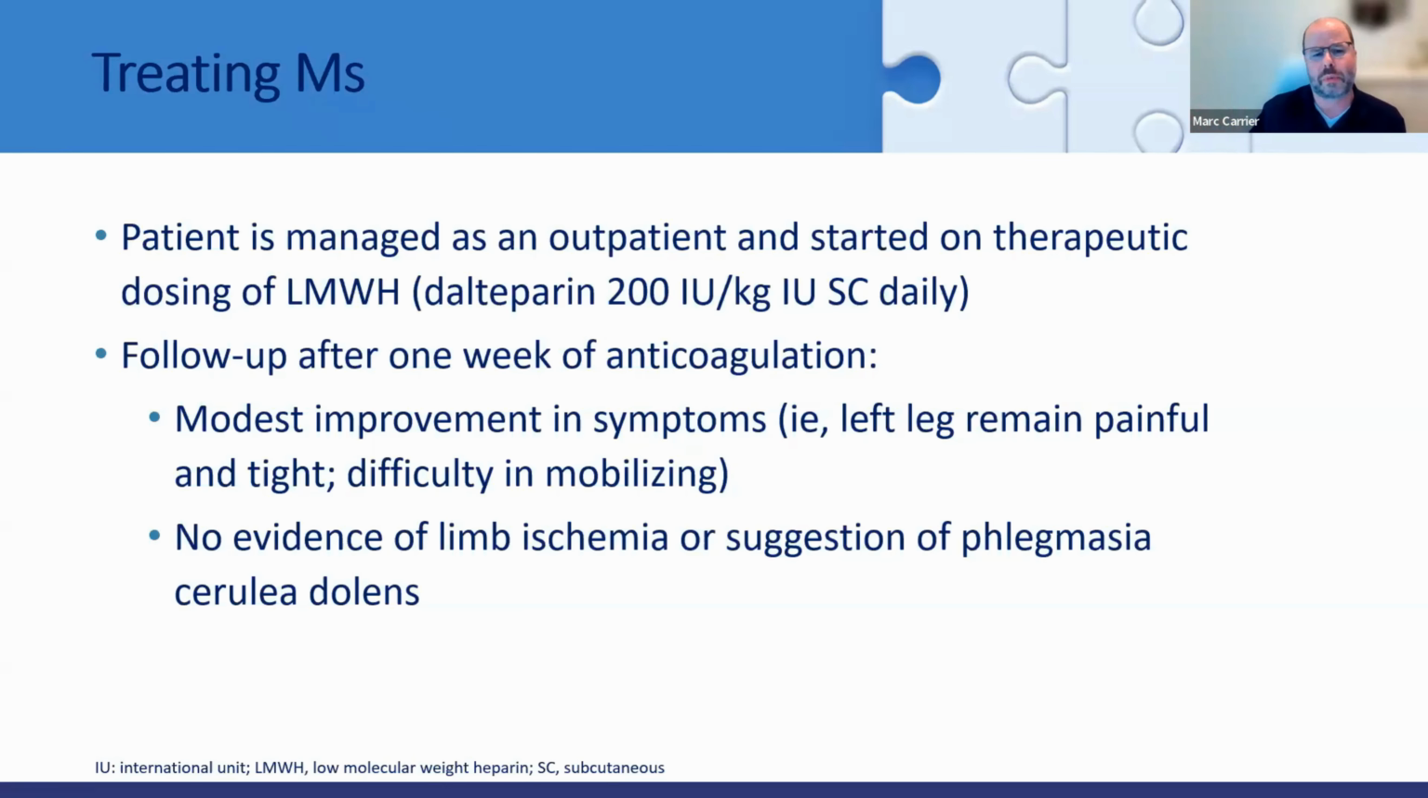And then at follow-up 1 week after, as Eric mentioned, we need to do a close follow-up for these patients. There's just really modest improvement in symptoms. The leg remains very painful, tight. She comes to clinic in a wheelchair, with difficulty mobilizing. There's still no evidence of limb ischemia, no suggestion of phlegmasia. But what would you do at that particular time?